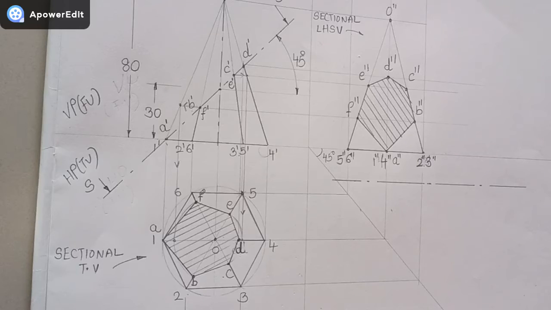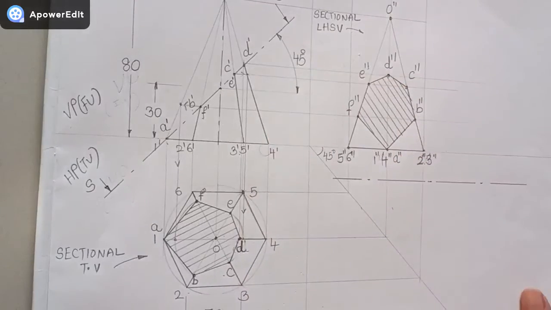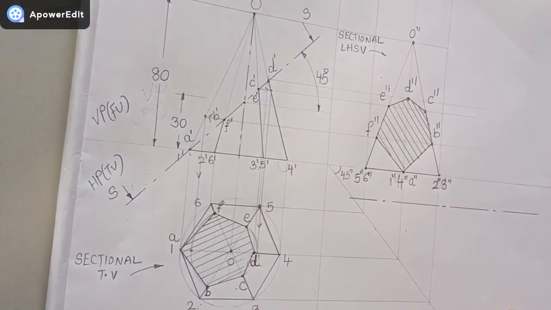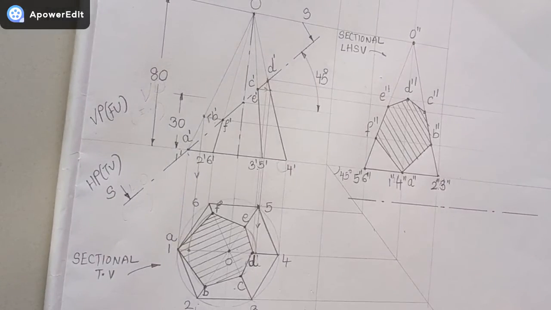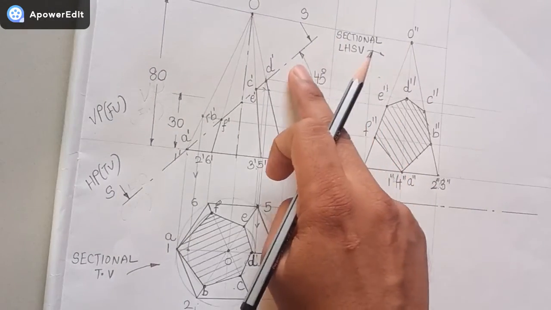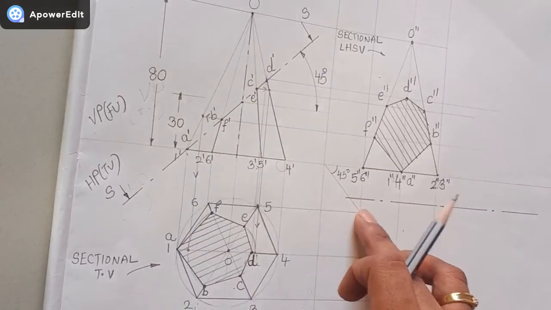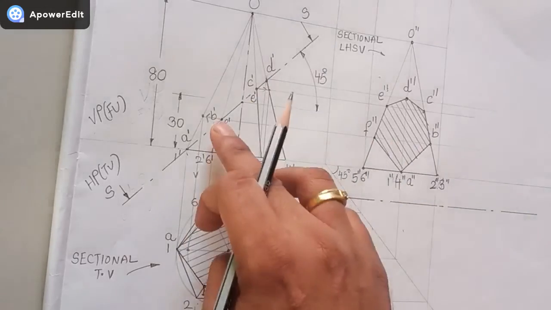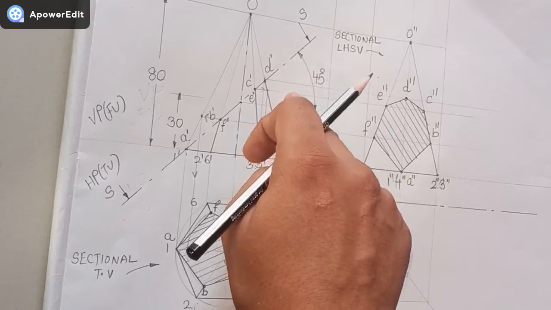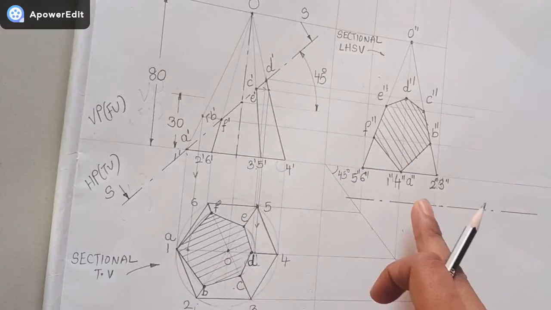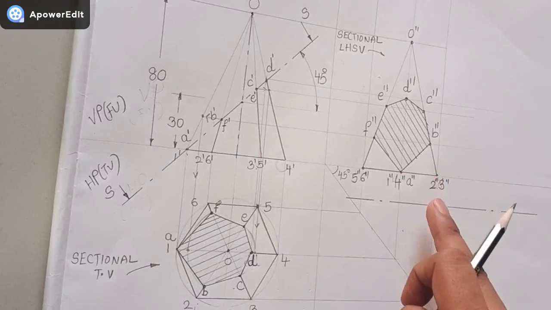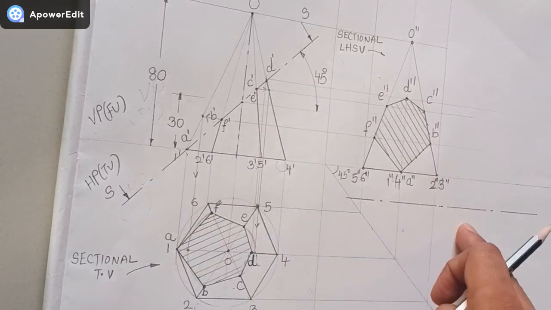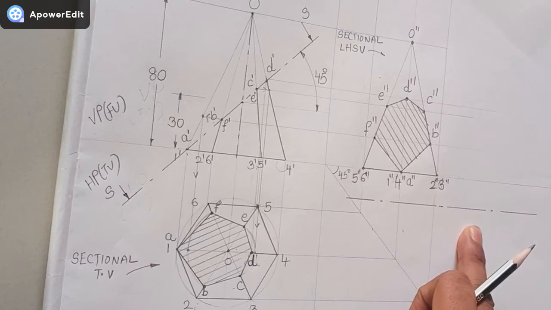The final step in this problem is to draw the true shape of the section. To draw the true shape of the section, the cutting plane which we have drawn over here, this SS, I have to redraw it below the XY line. I have just redrawn it. Here the cutting plane was inclined to HP at an angle of 45 degrees. Now the cutting plane I have drawn is parallel to the XY line but just below the XY line.